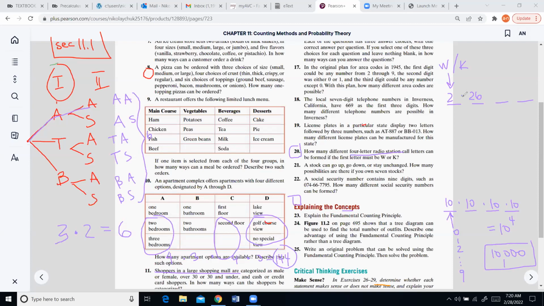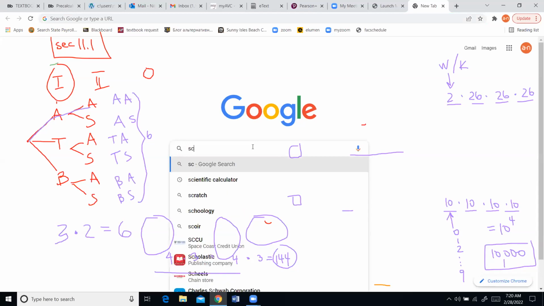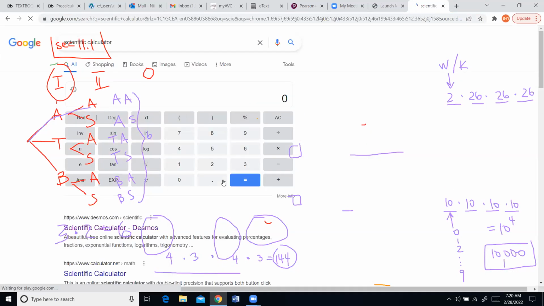Did you know that? And for the next choice, you have 26 possibilities, and for the last one, also 26 possibilities. So I multiply these numbers. And of course, I will rather use a calculator for this particular one. So let me see, do I have a scientific calculator? We can just start typing scientific calculator, and there is a choice number 1 called Desmos. That's the one I always use.